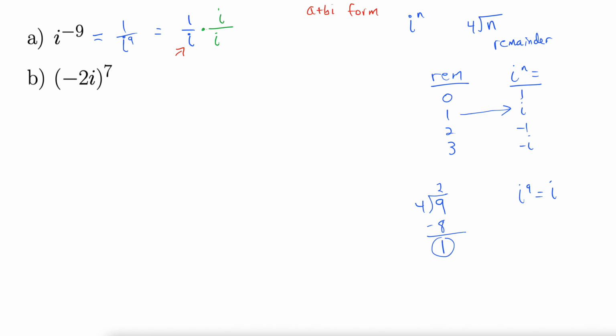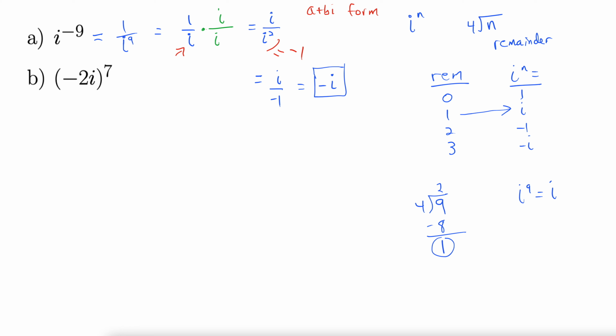Let's see what happens. Doing that gives i up top, and on the bottom we have i squared. But remember that i squared equals negative 1. That's the most important thing to remember in this section. So this becomes i over negative 1, which then becomes negative i. So what is i to the negative 9th? It's negative i.